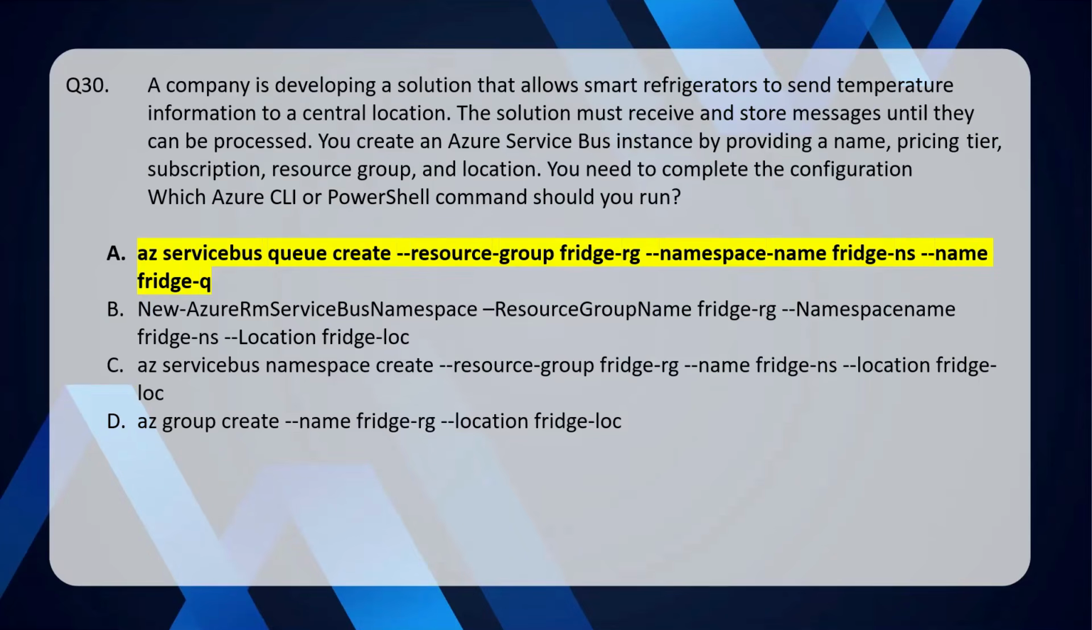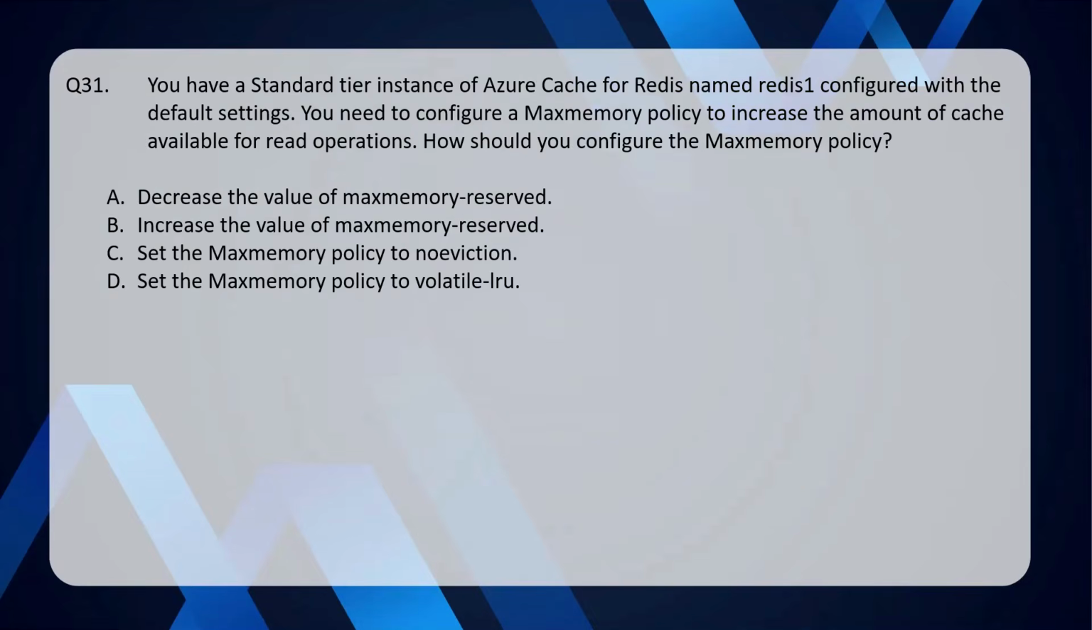Question number 31. You have a standard tier instance of Azure Cache for Redis named Redis 1, configured with the default settings. You need to configure a max memory policy to increase the amount of cache available for read operations. How should you configure the max memory policy? Your options are: decrease the value of maxmemory-reserved, increase the value of maxmemory-reserved, set the max memory policy to no eviction, set the max memory policy to volatile LRU.